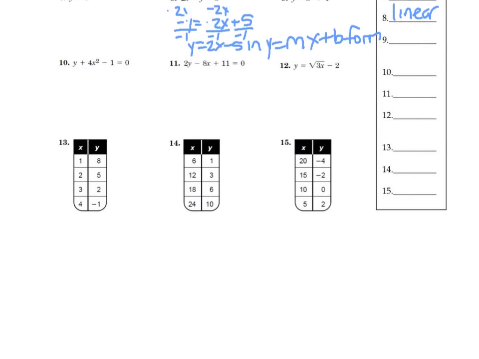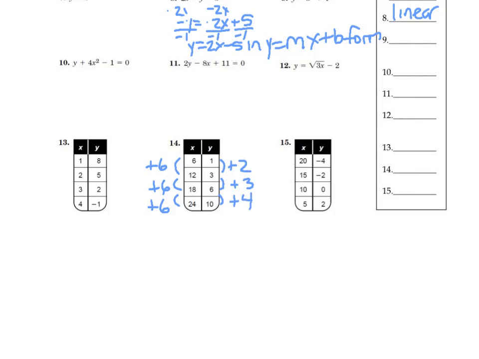Jumping down to number 14. In order to see if this is linear or nonlinear, we would have to find the differences between our x's and between our y's. So the difference between 6 and 12 is plus 6, between 12 and 18 is plus 6, and between 18 and 24 is plus 6. The differences between our y's, between 1 and 3, is plus 2, between 3 and 6 is plus 3, and between 6 and 10 is plus 4.